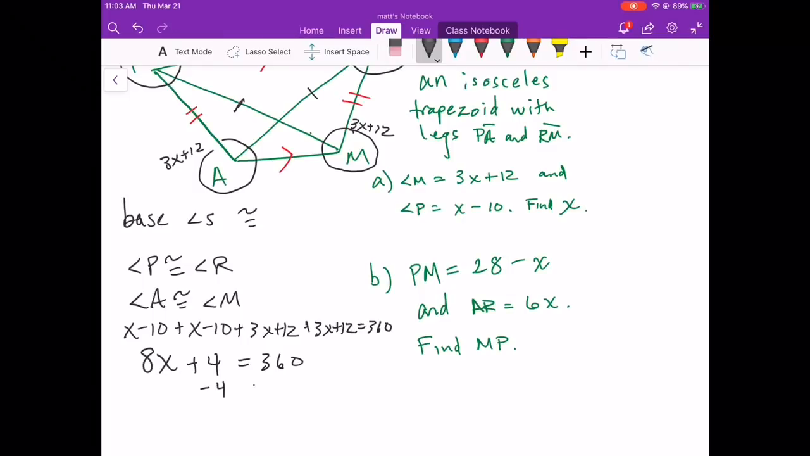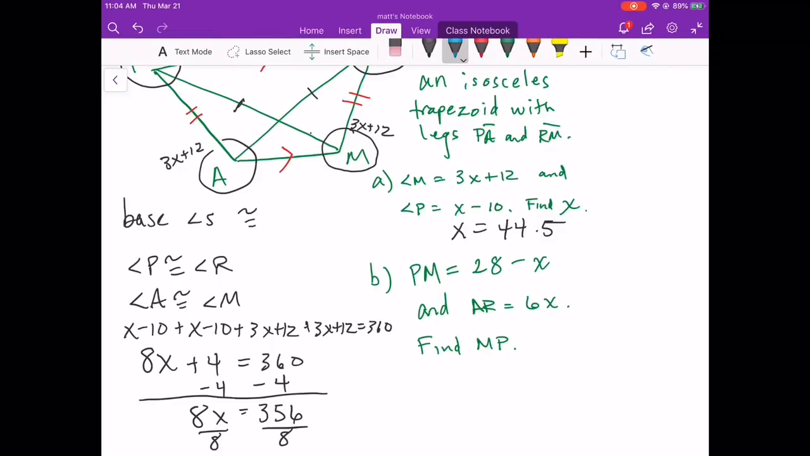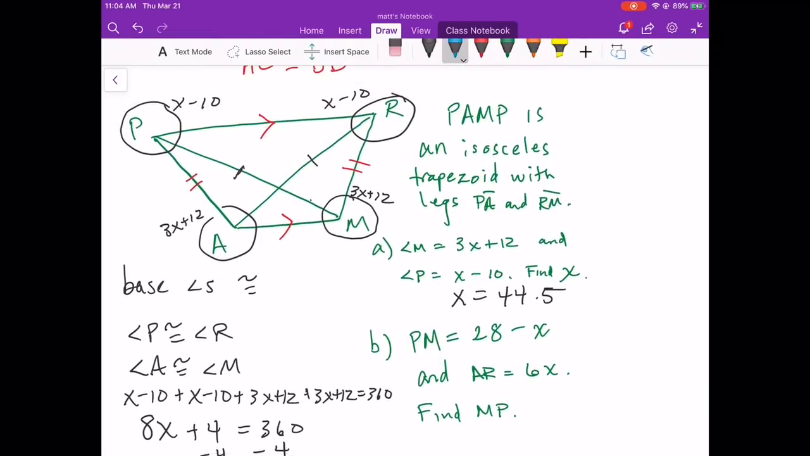I'll subtract 4 from both sides. 8x is equal to 356. And I'll grab my calculator to find out what happens when I divide both sides by 8. X will be equal to 356 divided by 8, which is 44.5. Okay, how about this next piece of information? And I'll try to clean up a little bit here. Get some of this extra info out so we can see everything okay.